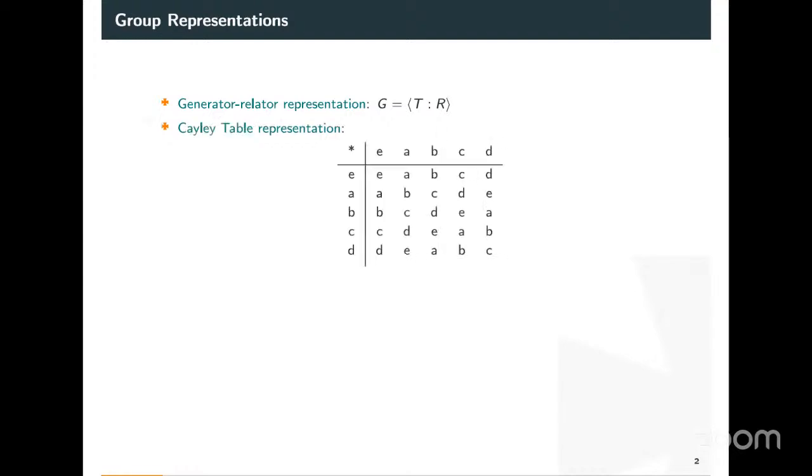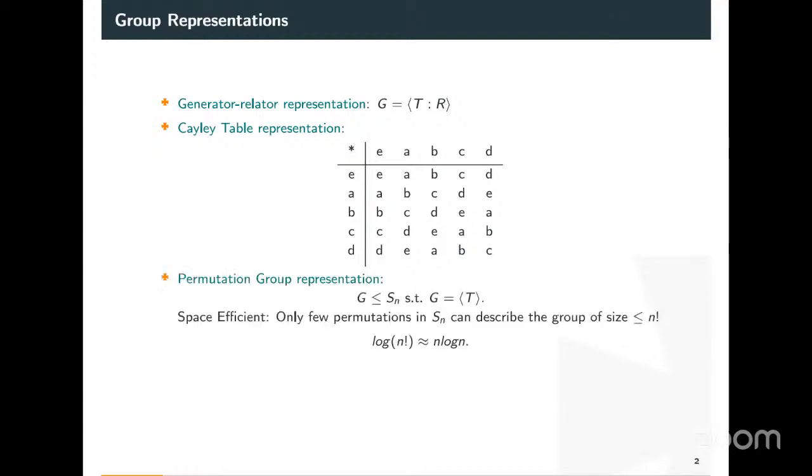There are a few representations. For example, there is the generator representation, where we are given a group by its generating set, and we also have a set R which is a relation on the generators. There is the representation known as the Cayley table representation, where we are given a group G explicitly by its table. Also, there is the permutation group representation, where the group G is a subgroup of Sn and it is given by a generating set of permutations in Sn.